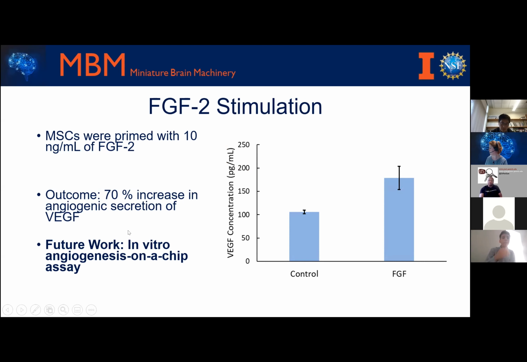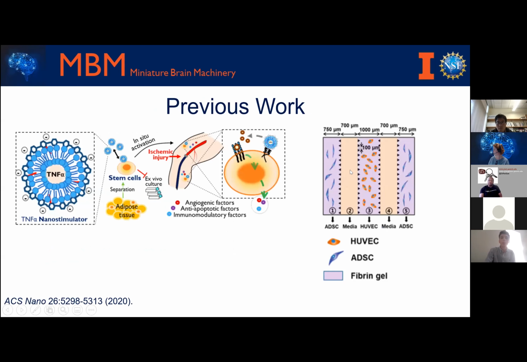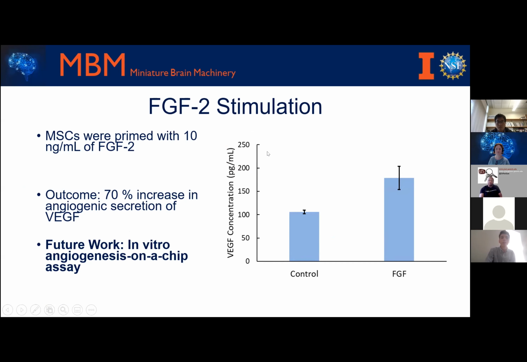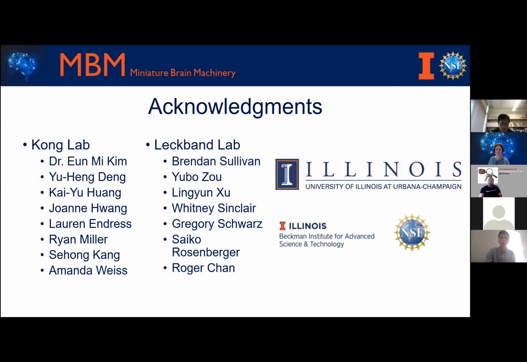Going forward, our next step is going to be to utilize a similar angiogenesis on a chip design as we did here, this time with our FGF2 stimulated MSCs, in order to determine whether or not this ligand is actually capable of inducing MSC secretion to an extent that permits endothelial cell vascularization, and therefore would render this ligand suitable for our blood-brain barrier model. With that, I thank you, and I will take any questions.